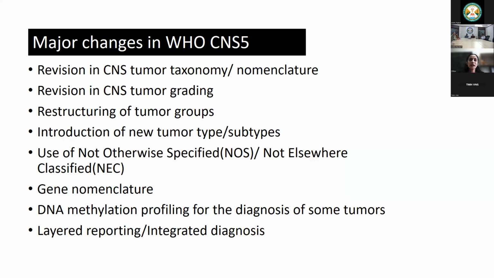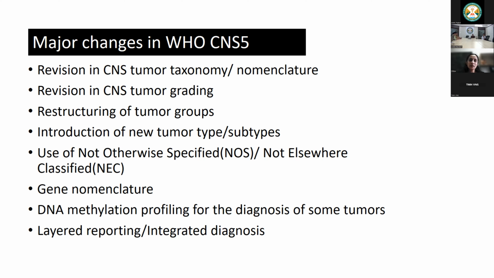So let us look at what are the major changes that have happened in the WHO CNS5, or the WHO 2021 classification of CNS tumors. There is a revision in the nomenclature of a lot of CNS tumors. There is also a revision in the CNS tumor grading. A lot of tumor groups have undergone restructuring. That is, the name of the group has changed or the tumors that are included in the group have changed.